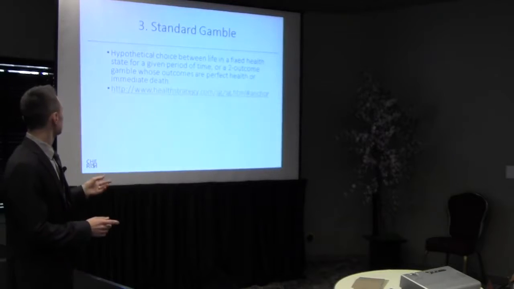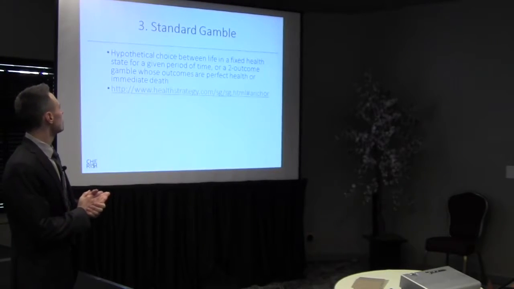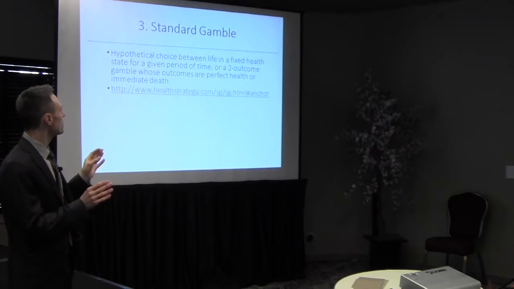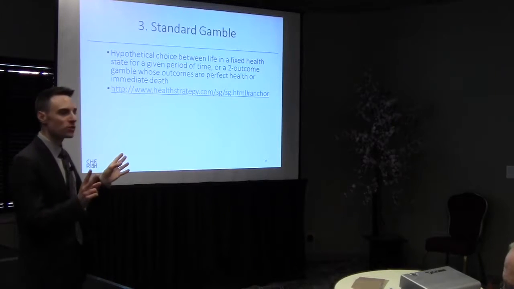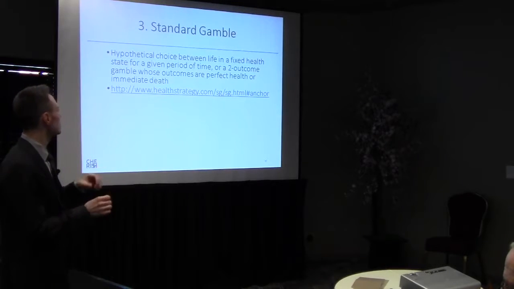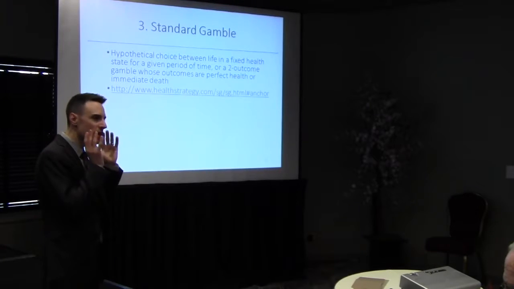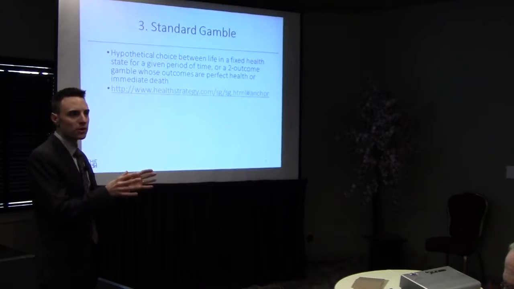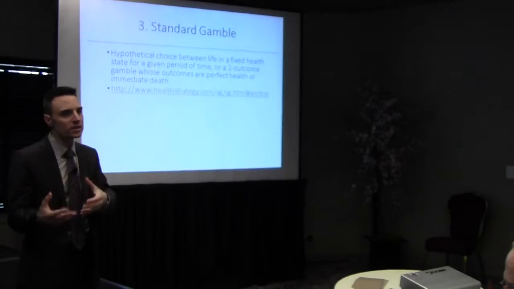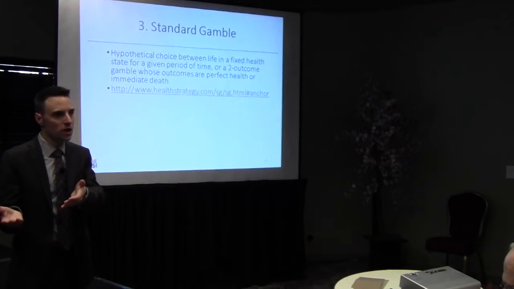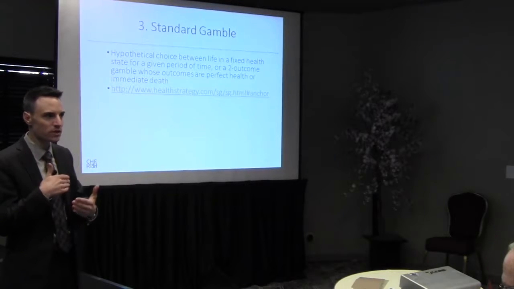Okay? Next. So the standard gamble then gives us a hypothetical choice between life in a fixed health state for a given period of time, or a two-outcome gamble whose outcomes are perfect health or immediate death. So we're basically saying you're starting with this, right? So we're kind of placing all of that burden, if you will, up front. When you're starting with this disorder, are you willing to take the risk of the cure, if you will? And we will then vary the risk of the cure until we find that point of indifference.